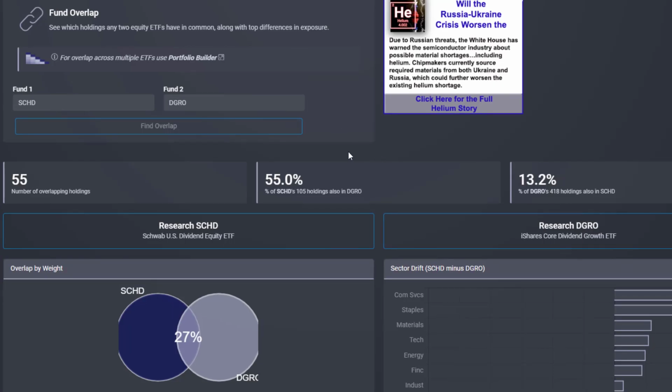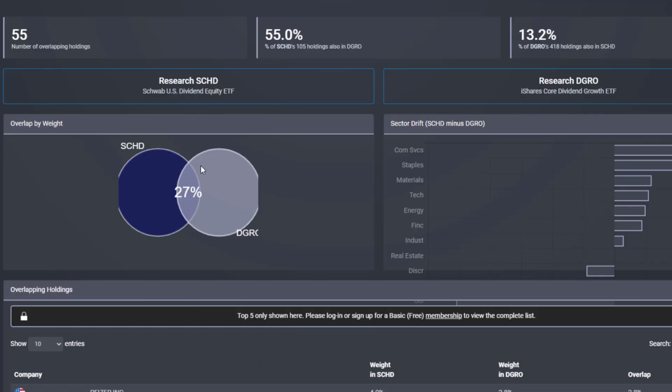Coming over to a fund overlap website, just comparing SCHD versus DGRO, there's 55 overlapping holdings, where 55% of SCHD's 105 holdings are in DGRO, and 13.2% of DGRO's 418 holdings are in SCHD. So the total weighted overlap percentage is 27%.